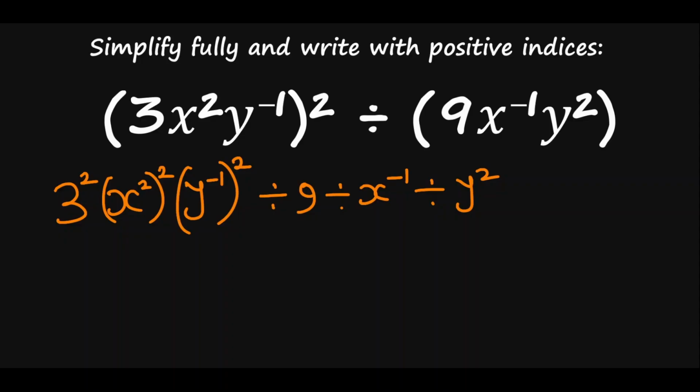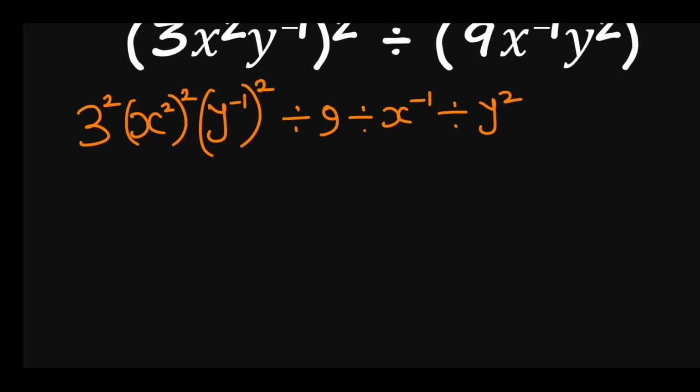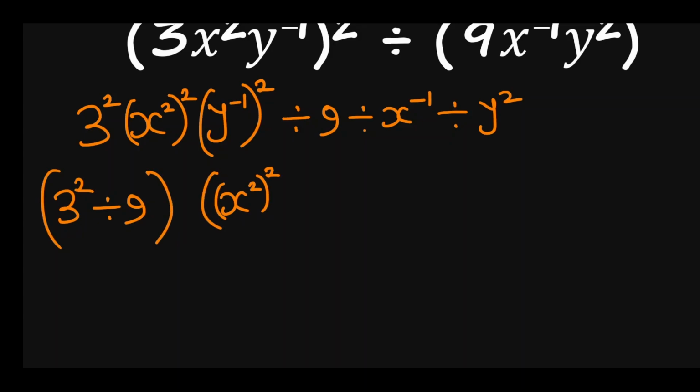Now, the next thing we will do is to collect like terms in the multiplication family way, which we've been doing since the previous lesson. When we do that, we will get 3 raised to power 2 divided by 9, because those are numbers. Then the next, we want to collect the x now. Let's put this in bracket first. Then x raised to power 2 raised to power 2 divided by x raised to power minus 1.